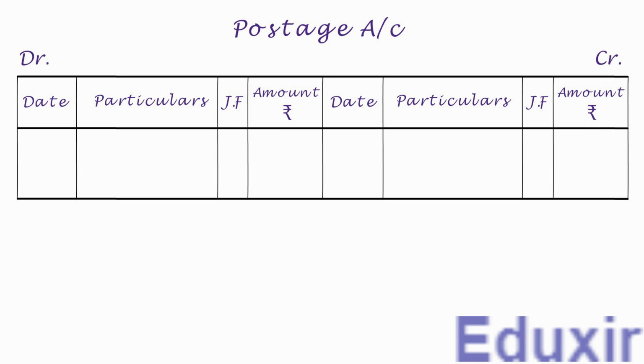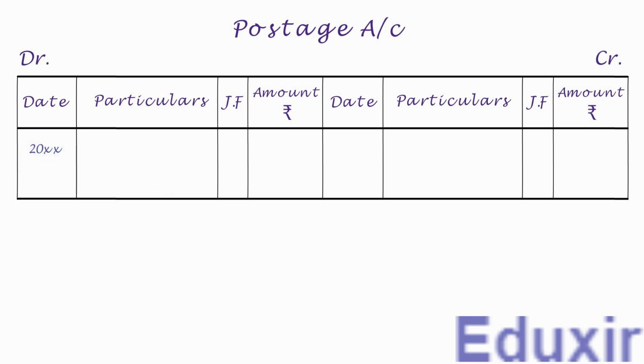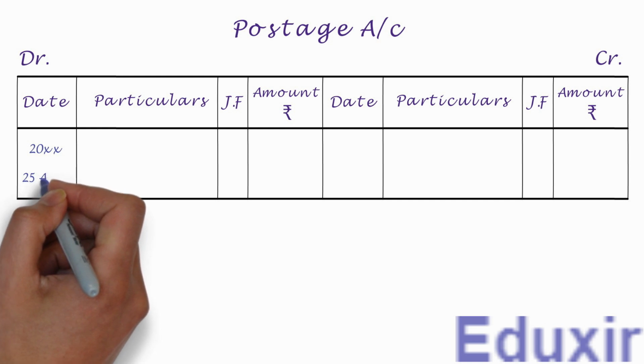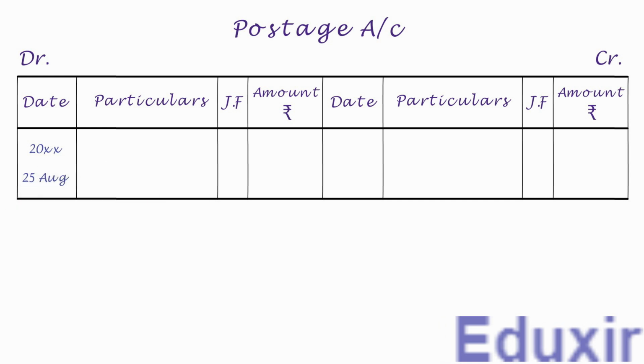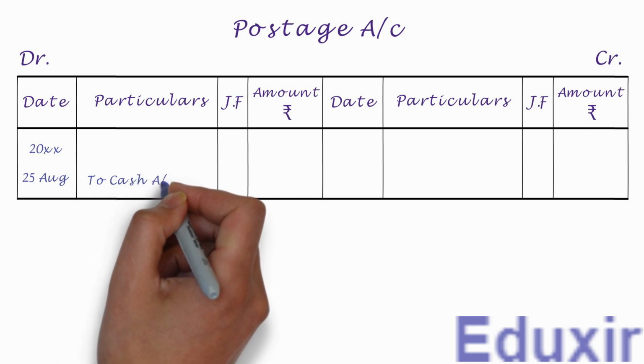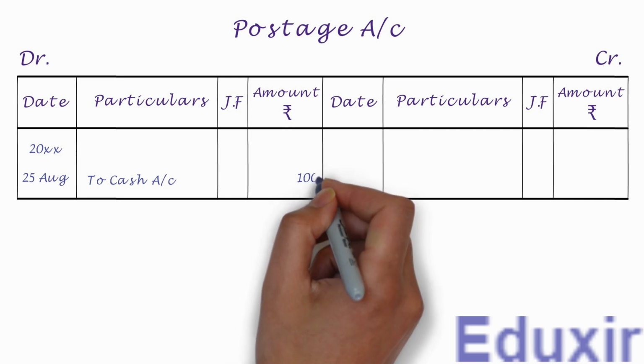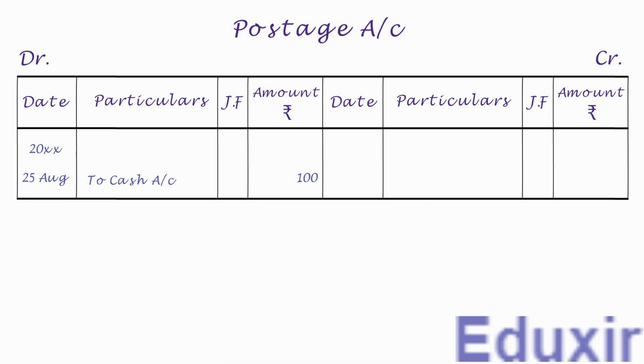Now on the debit side, let us first write the year in the date column. Let us now write the date. We need to write to cash account into the particulars column. Let us write the debit amount of 100 rupees into the amount column. With that, we have completed the posting of this journal entry into the postage account. Let us now take up the next entry.